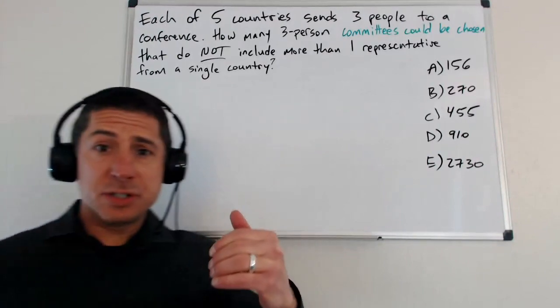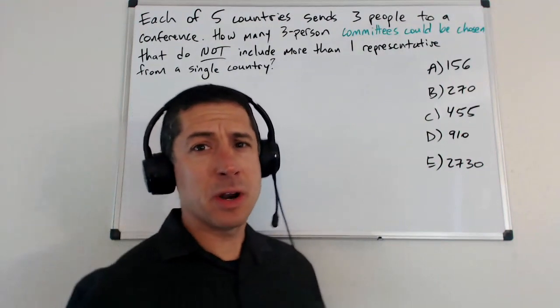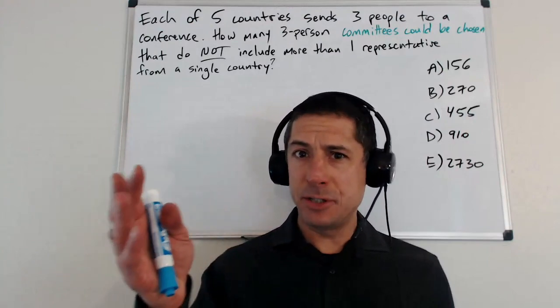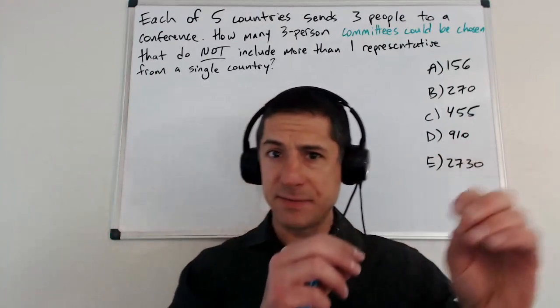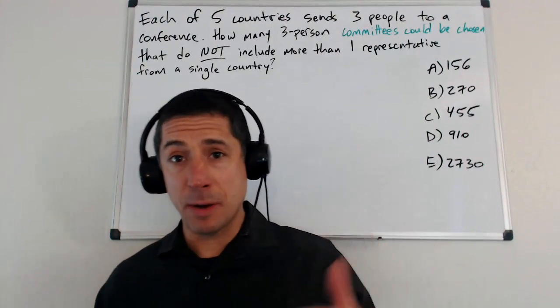What I find to be the most intuitive here is to say, okay, imagine that I'm the person selecting this committee and I'm going, okay, I've got 15 different people to choose from, but I'm not just choosing any three people. I'm going to choose people from three of these five different countries. So my first step might be to say, okay, which three countries do I want represented?